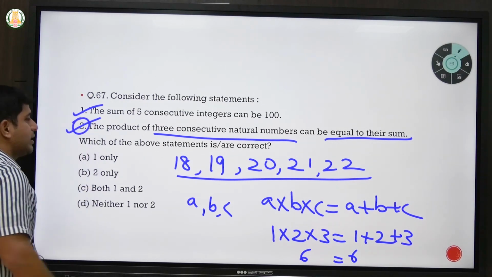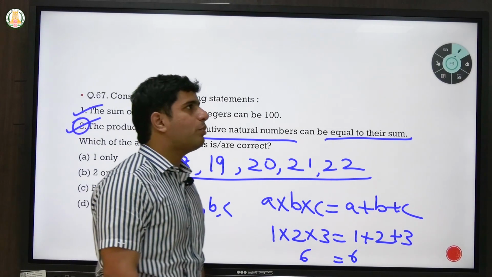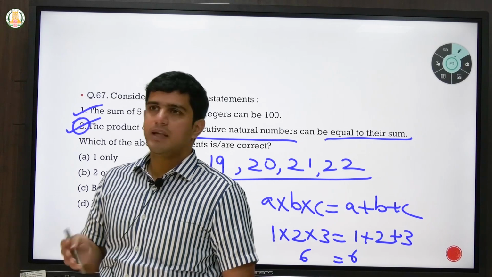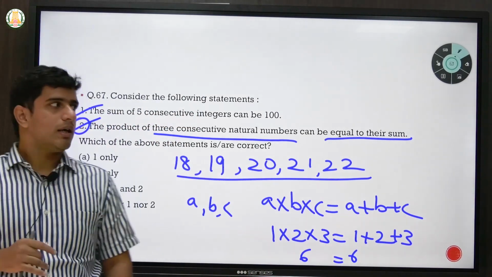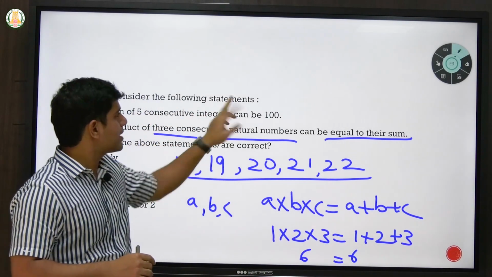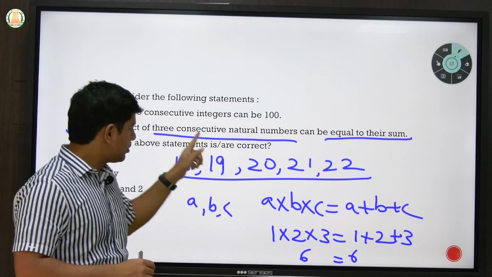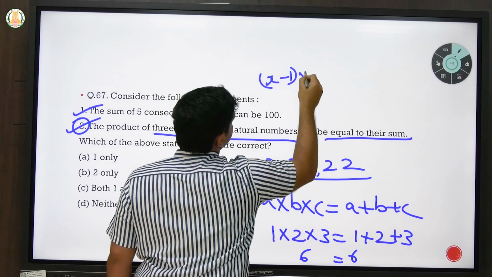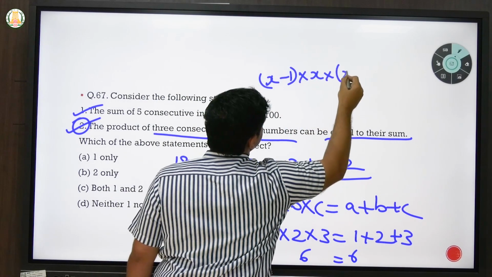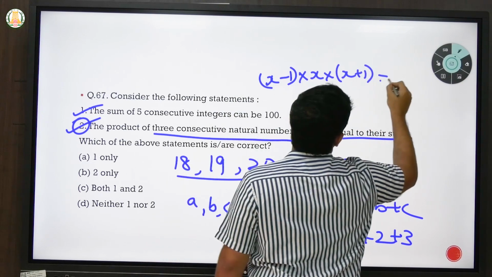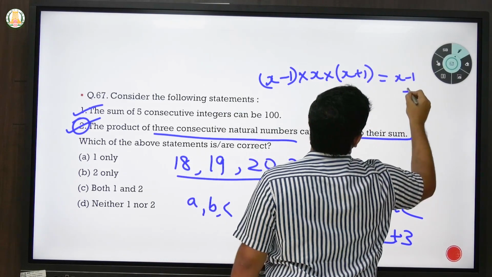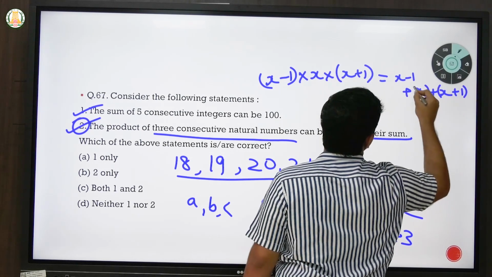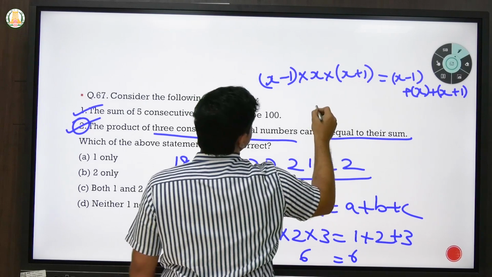Now for the second statement, there is no particular method of doing it. You should have known this before, even in the exam also. Here even if you don't know, you can assume things and you can solve. Here also you could have assumed, let's say, it will be a very big process, but x minus 1 into x into x plus 1 is equal to x minus 1 plus x plus x plus 1. Sum is this and this is product. So what will this be?